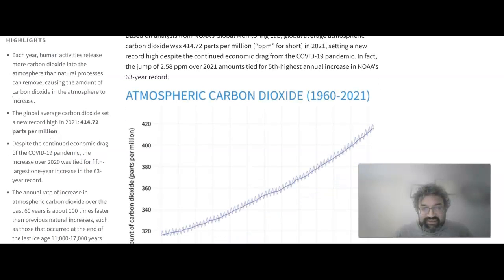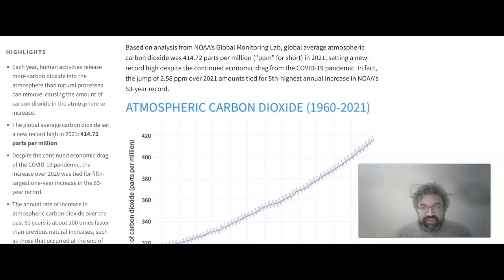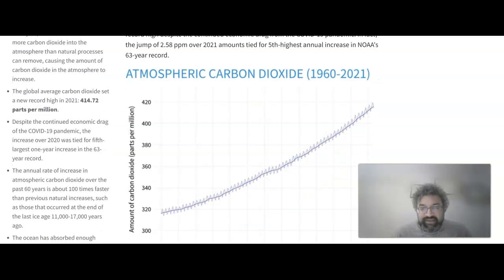And this shows how 414.72 then jumped higher, and the slope of this trend is actually becoming sharper, and that's not a good sign. So we have to take these actions.